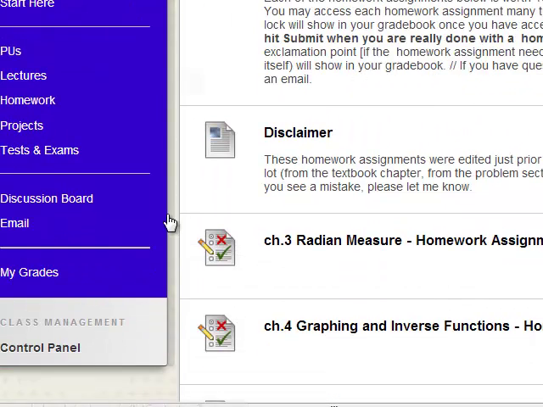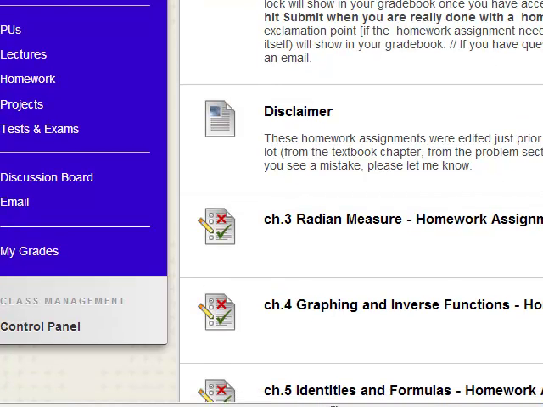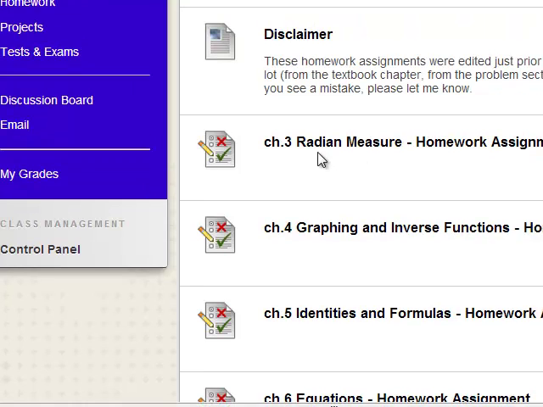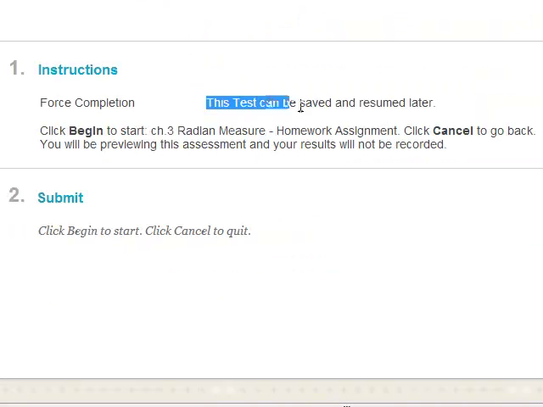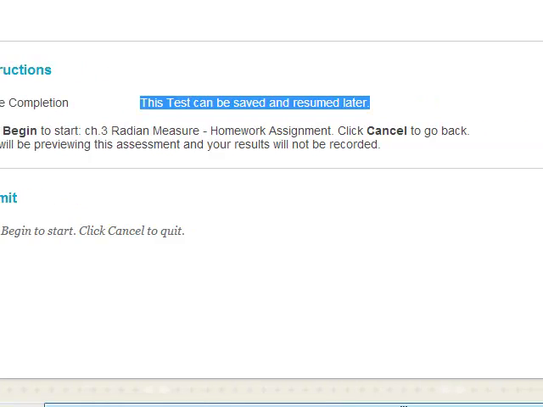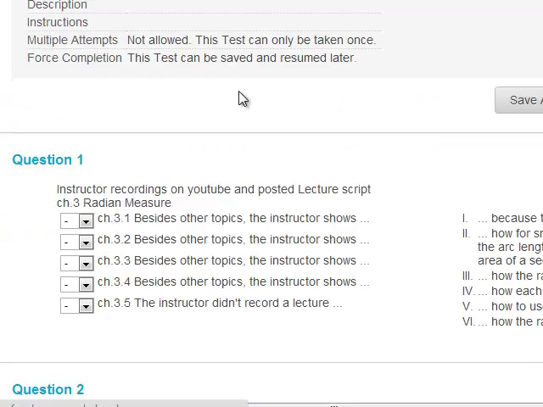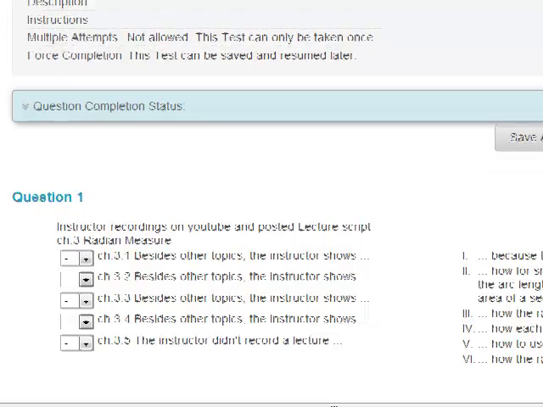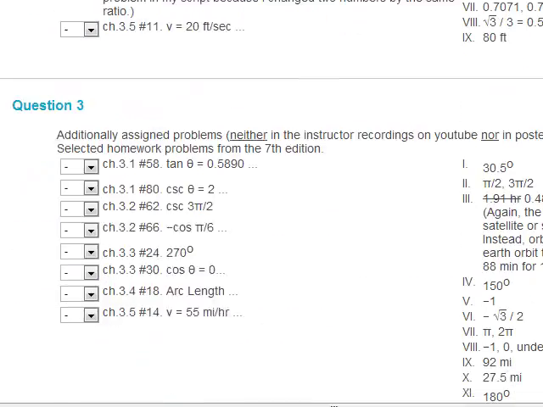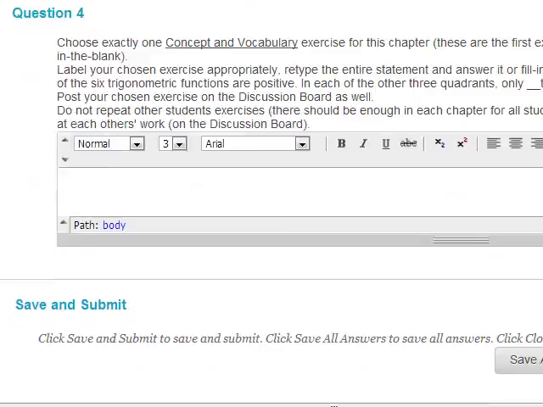Again, 1 and 2 will be released once I have received that course write document. And then here's the homework assignment. Again, the same thing as it said there. This test can be saved or resumed later. In this case, it's not a test. That's just what Blackboard calls it. This is the homework assignment, and you have to work through certain things here as far as the homework is concerned.